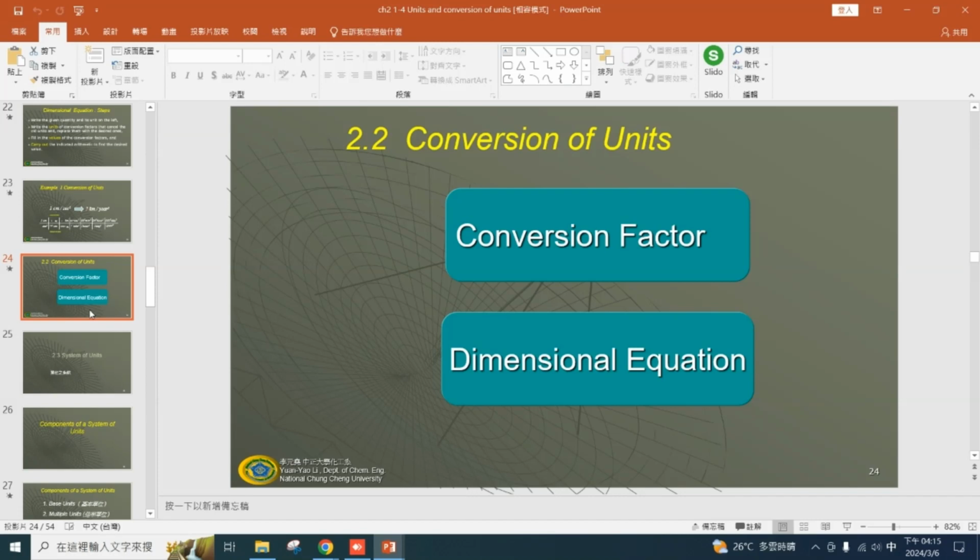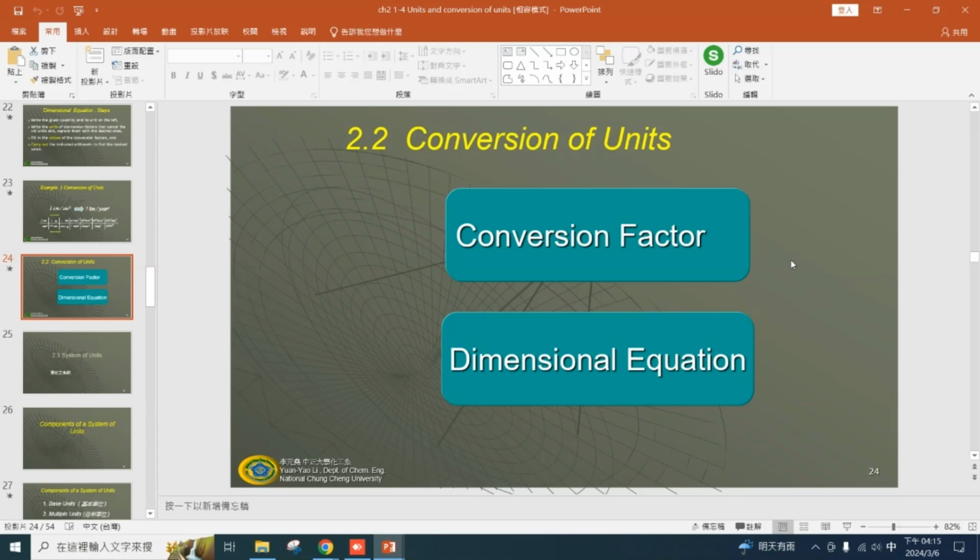The following section will tell you how to convert kilogram to pound. One is the SI system, one is the American engineering system. These two systems also need a conversion factor. If you know the conversion factor, it will be easier to transfer a number from one unit to another unit. Once you do the calculation using the conversion factor, you need to write it as an equation. This kind of equation we call a dimensional equation.